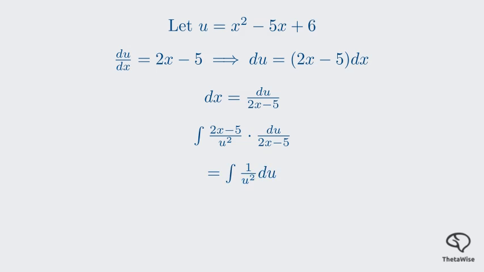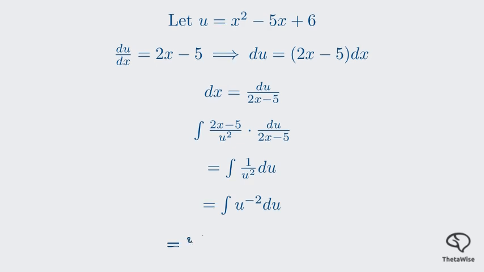To integrate 1 over u squared, we can rewrite it using a negative exponent. This is the integral of u to the power of negative 2. Now we use the power rule for integration. Add 1 to the exponent and divide by the new exponent. Negative 2 plus 1 is negative 1. Dividing by negative 1, we get negative u to the power of negative 1 plus c.